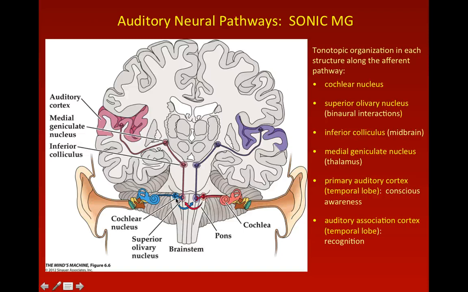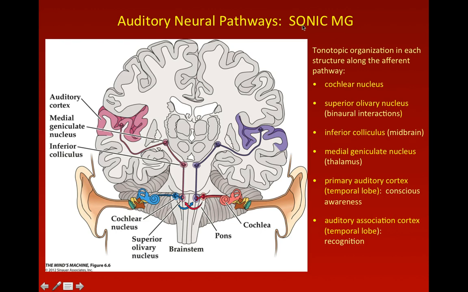From there are two more stops in the brainstem, and you have to remember that in each of these nuclei, there are synapses. Neurons from the cochlear nucleus are going to synapse with neurons in the next stop, the superior olivary nucleus. Then those neurons are going to synapse with neurons in the midbrain, the inferior colliculus neurons. So we have cochlear nucleus, superior olivary nucleus, inferior colliculus.